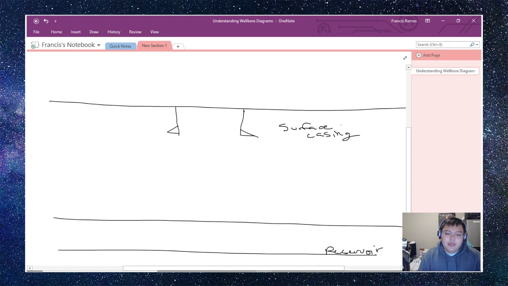Surface casing is the casing that is set at or shallow at the surface, meant to protect a water aquifer, mostly for a water aquifer. Next, we have, let's see if I can draw a straight line this far down.